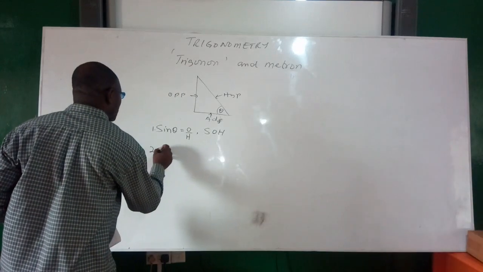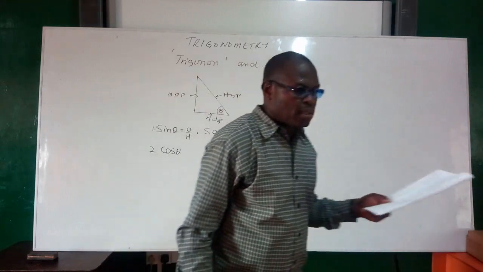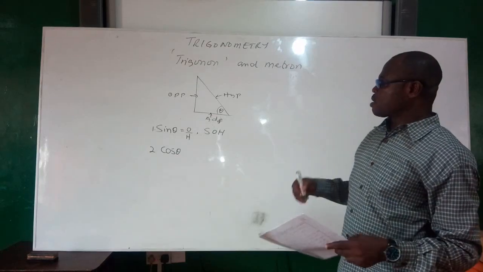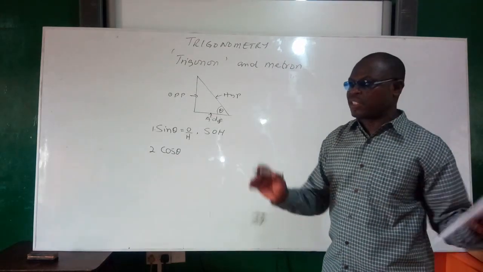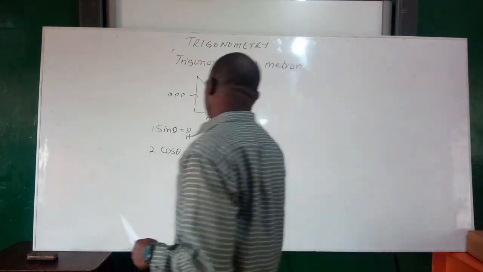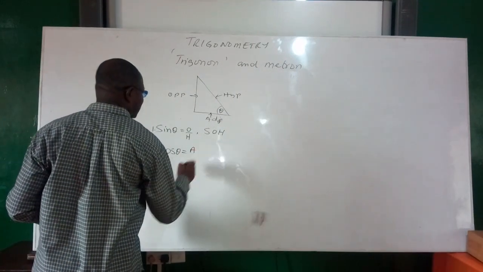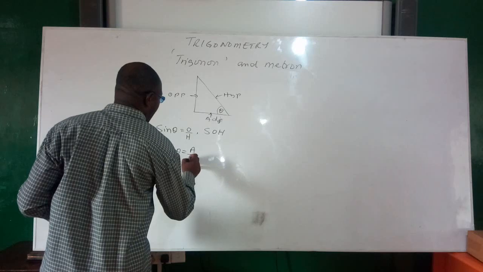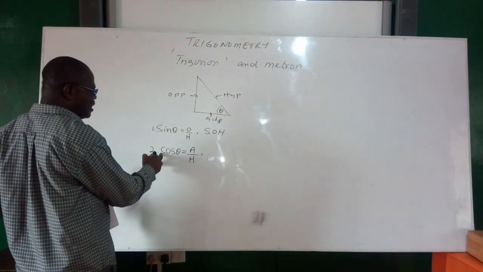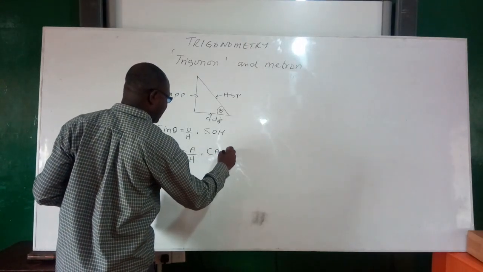The second one is cos theta. I've already said we are dealing with three things that will form the trigonometry at your level: sine theta, cos theta, and tan theta. These are the only three things we are going to put together to see how questions are answered. So cos theta is adjacent, which is represented here by A, over hypotenuse. If we pick the first letter of cos theta, it is C. So CAH. Let's write that one there, CAH.